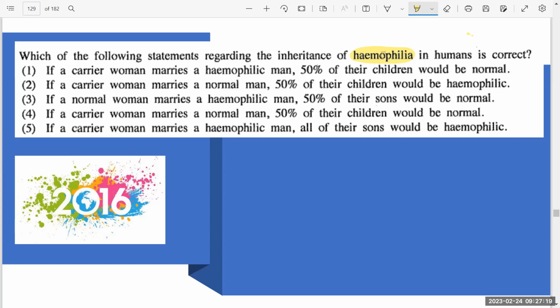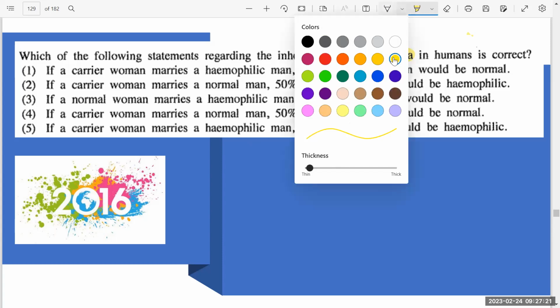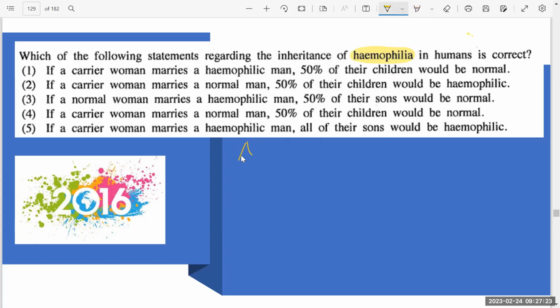For example, if a father has capital A, small a, and the mother also has capital A, small a, and the small a is the allele that causes the genetic disease, we can understand there is a 25% chance the children can get the genetic disease.